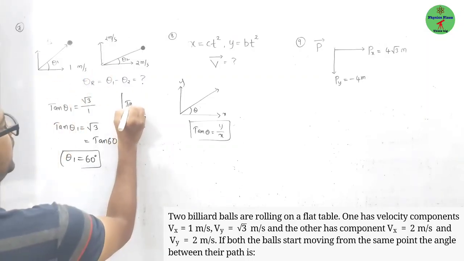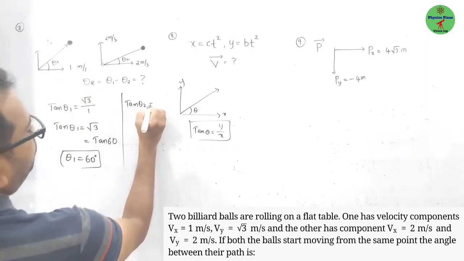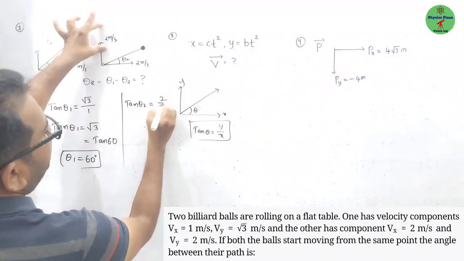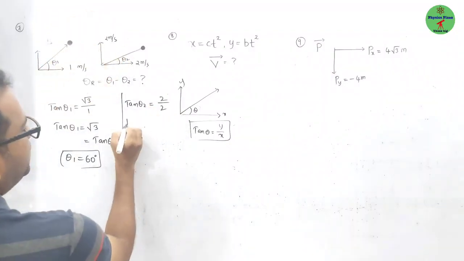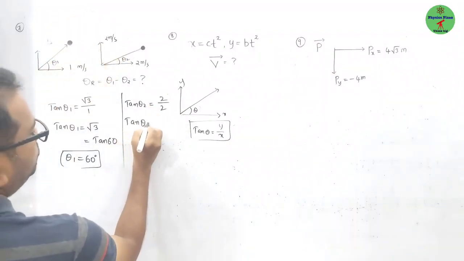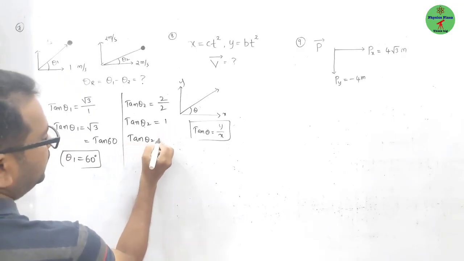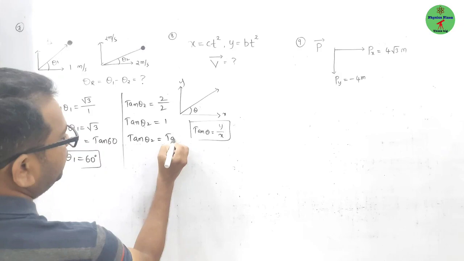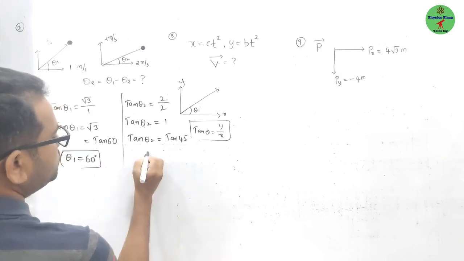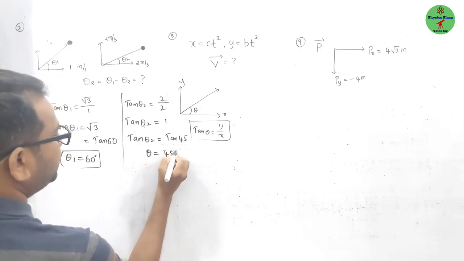So here tan theta 2 is equal to y component 2, x component 2 only. Both will get cancelled, so tan theta 2 is equal to 1. For what angle does tan take 1, children? It is 45 degrees. Tan 45, so theta is equal to 45 degrees.